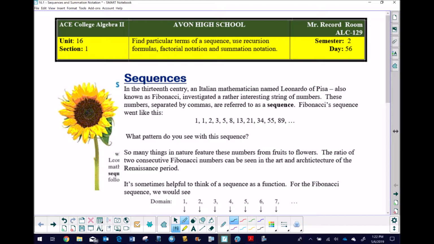But what happens with this particular Fibonacci series is that if you were to take any two numbers and divide them, 55 divided by 34 or 89 divided by 55, these equal something very special. And it's something that's called the golden ratio. So many things in nature feature these numbers, from fruits to flowers. And as I said, the ratio of two consecutive Fibonacci numbers can be seen in art and architecture. So this golden ratio, does anybody know what the golden ratio is? Exactly. 1.618, if I can call it that.